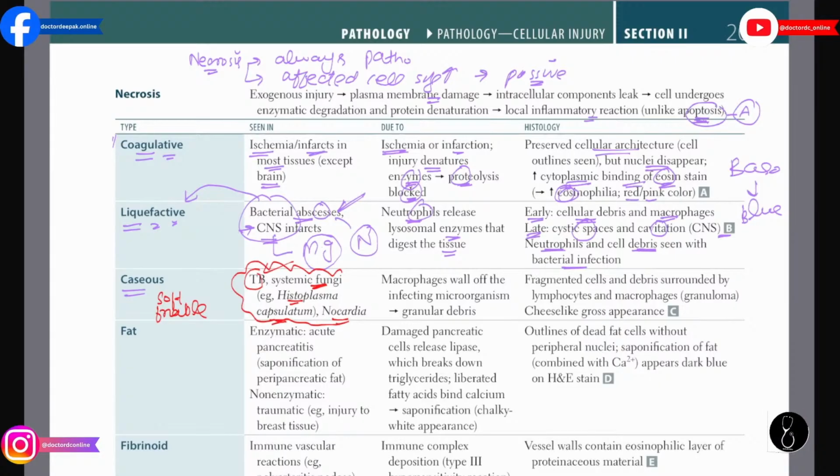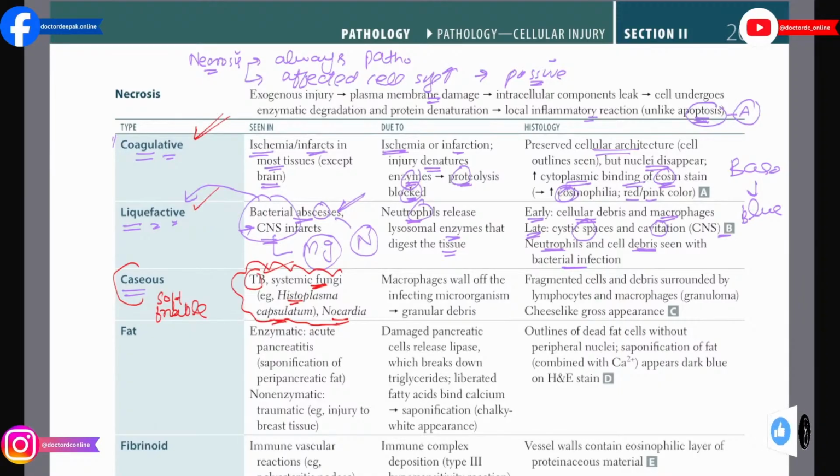And always remember one thing: caseous necrosis is a combination of coagulative and liquefactive necrosis. They can ask you this in an exam. Caseous necrosis is a combination of what two types of necrosis? It is a combination of coagulative and liquefactive necrosis. You have to keep that in mind.